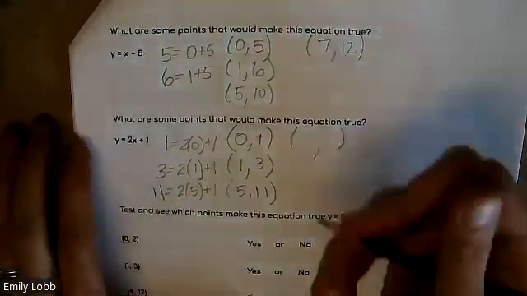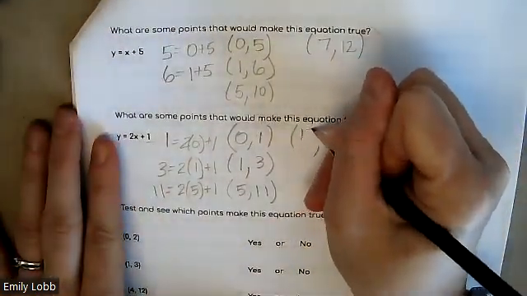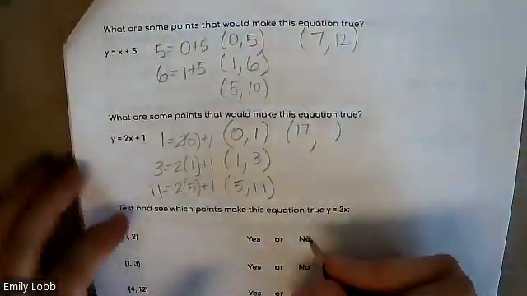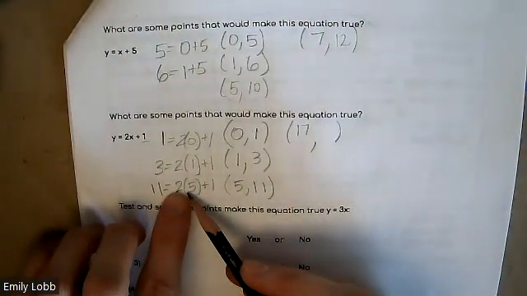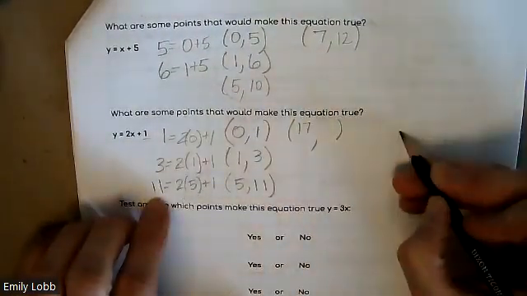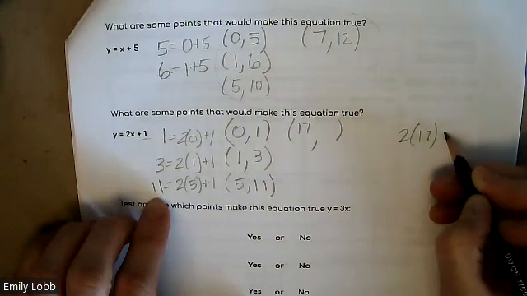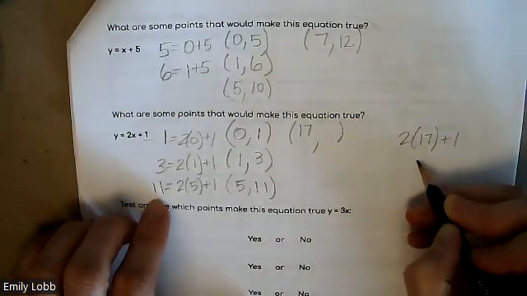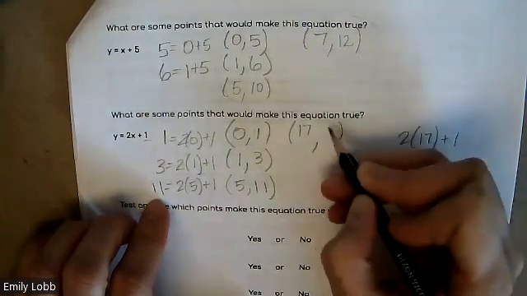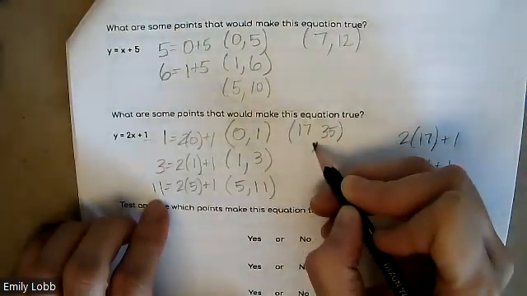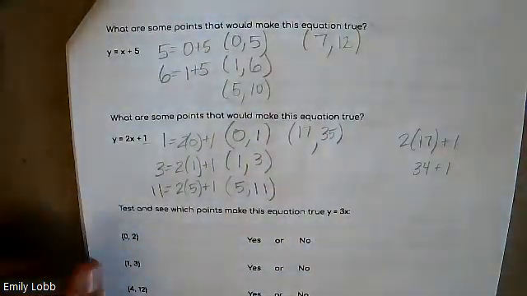You want 17 for x? That is ugly, but whatever. So 17 times 2, right? Plus 1. Yep, so y is 35. There you go.